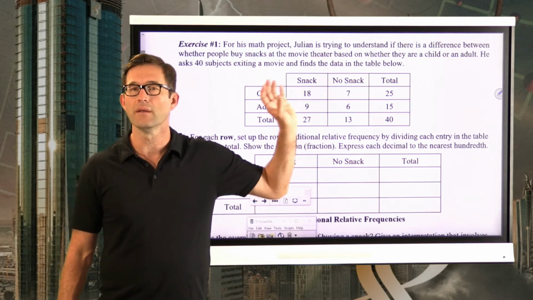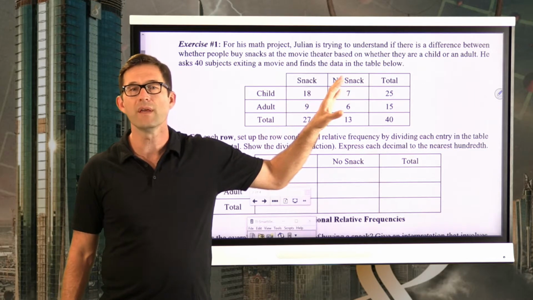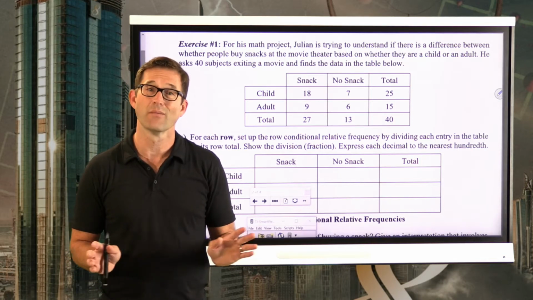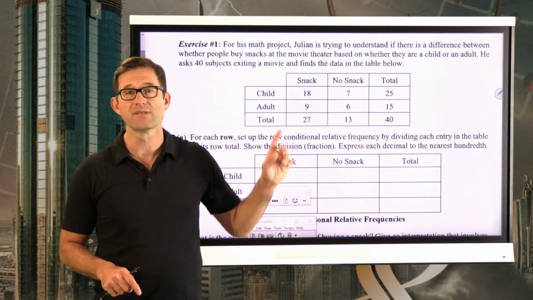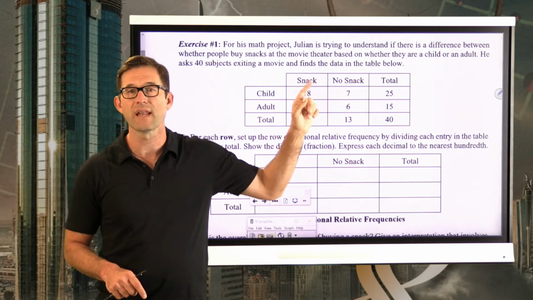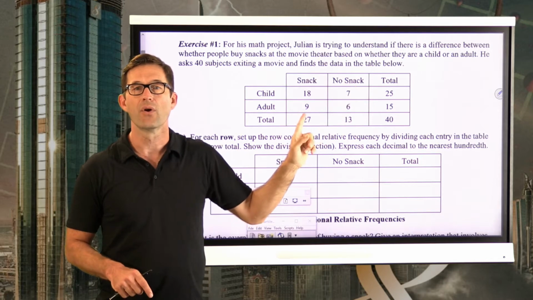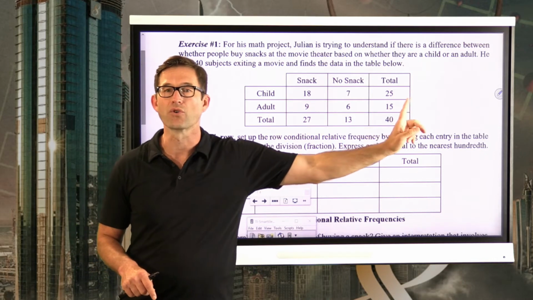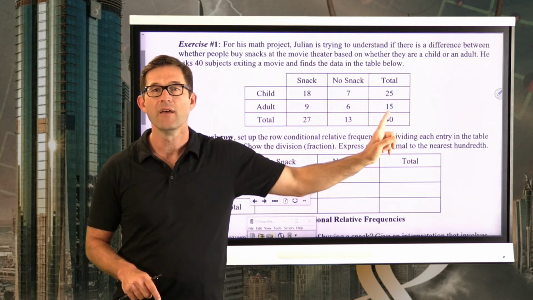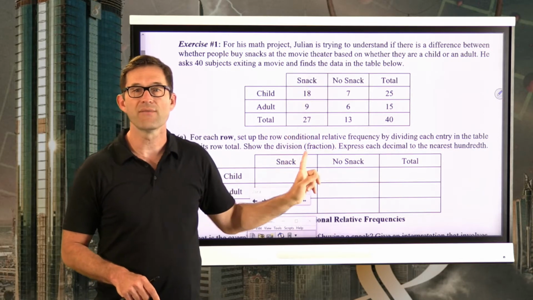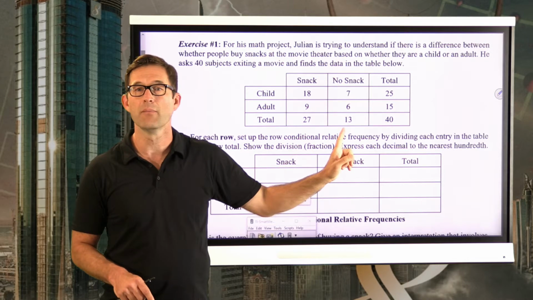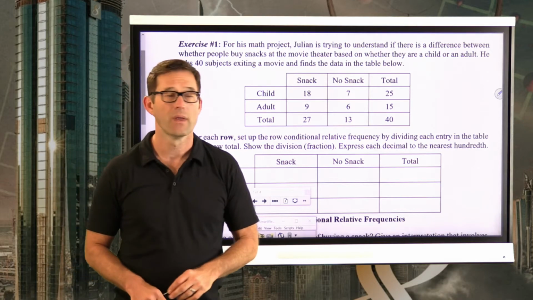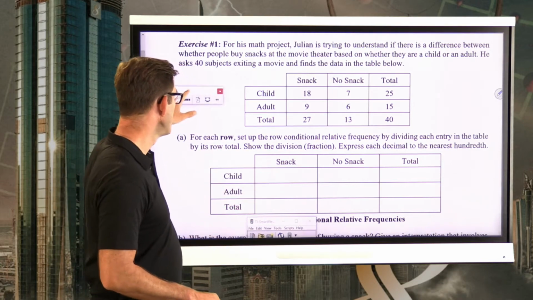So, here's Julian. He goes to a movie and he wants to figure out maybe kids buy snacks more, maybe adults buy snacks more, probably the kids, but he does this survey and he finds, okay, there's 18 people that are both children and buy snacks. There are 7 children who don't buy a snack. There are 9 adults that buy a snack and 6 adults that don't buy a snack. Then if we total over, there were 25 total children surveyed, 15 total adults surveyed, 27 total people who bought snacks, 13 total people who didn't buy snacks, and obviously one of the most important numbers, 40 total people that got surveyed. So let's take a look at what we're asked to do in letter A.